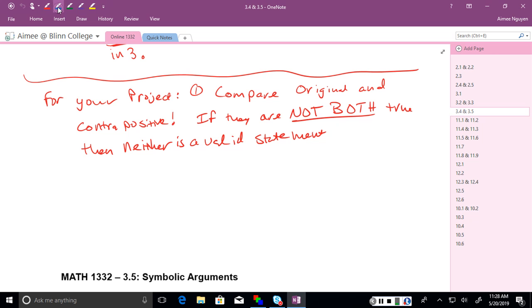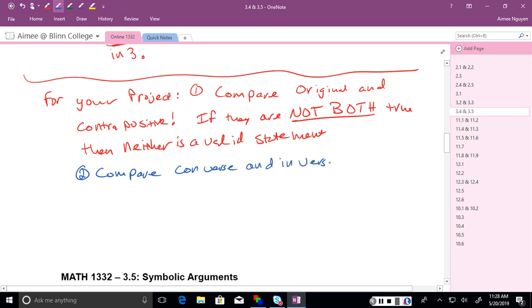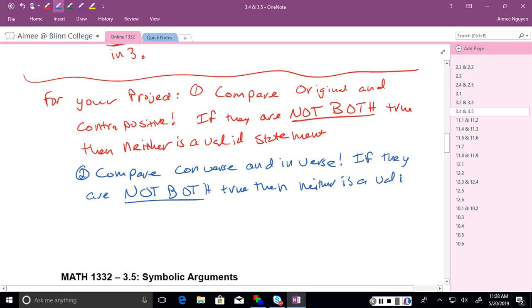After you do that, you're basically going to do the same thing with the converse and the inverse, right? So since they are logically equivalent, in number 2, I want you to compare converse and inverse. Same thing. If they are not both true, then neither is a valid statement.